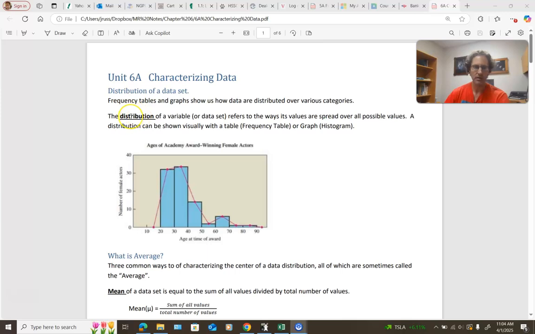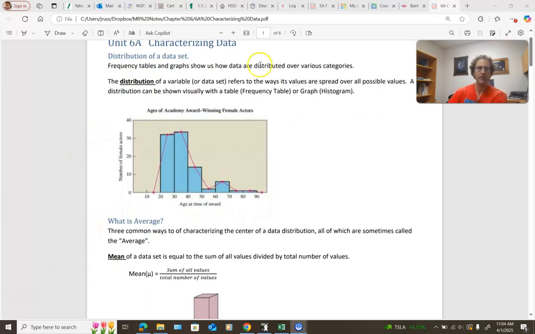Okay. So a distribution is basically, if we were to make a histogram, what would it look like? How is that data spread out? Is it clustered? Is most of the data within these first two bins, or is the data uniformly spread out, etc.? Okay. And what we have right here is an example.